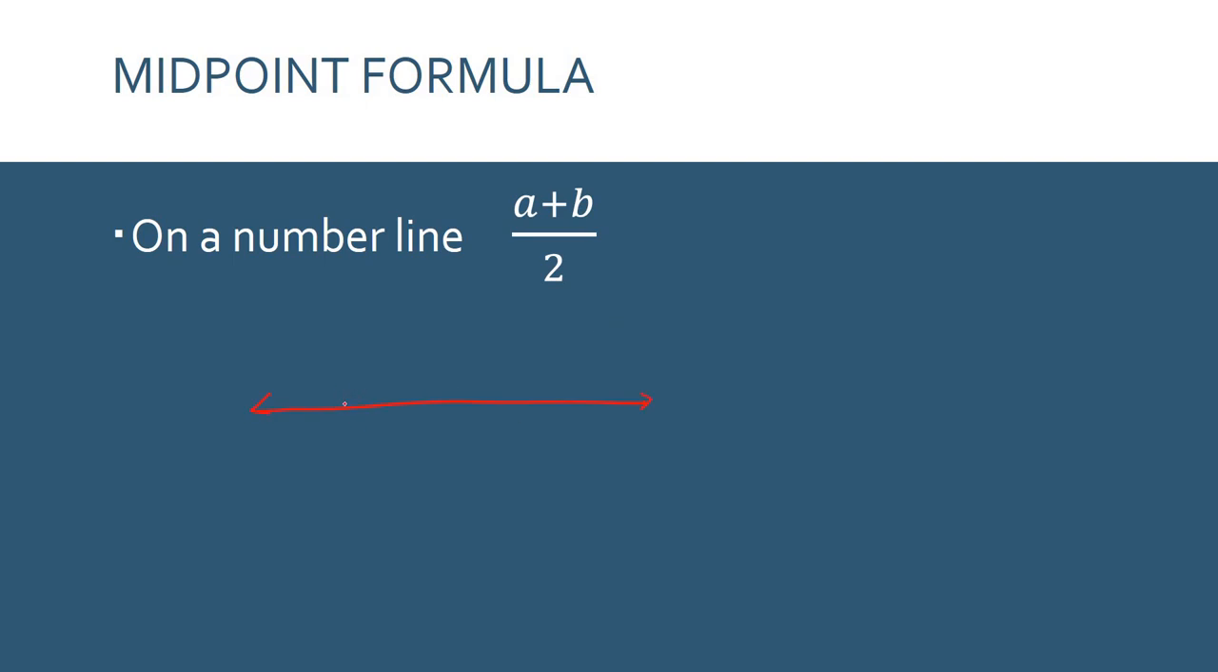So if I have one point at 2, and another point at 8, and I want the midpoint of AB somewhere in the middle, I'm going to take my two values, add them together, and divide by 2. That will give me 10 divided by 2, or 5. So 5 is my midpoint. And we can tell that the distance from 2 to 5 is 3 units. The distance from 5 to 8 is 3 units, so clearly M is the midpoint between A and B.